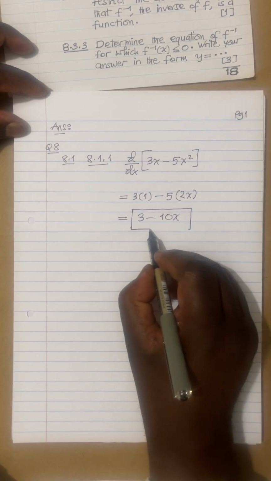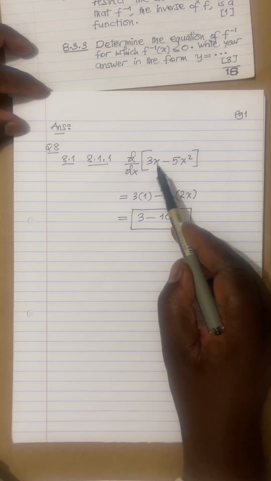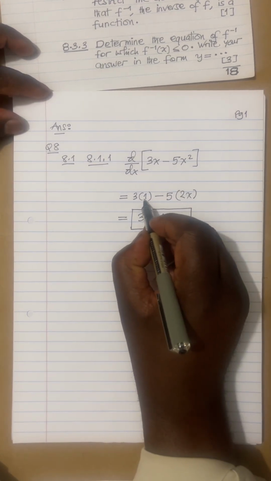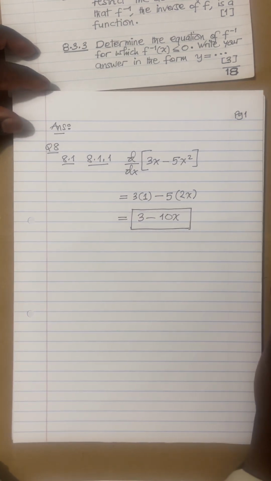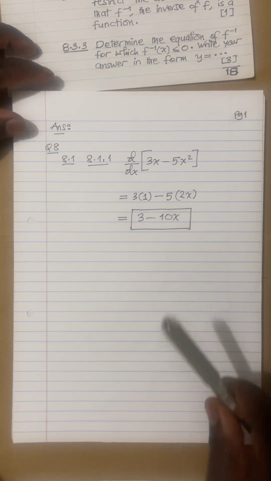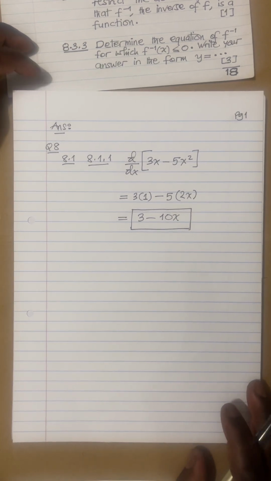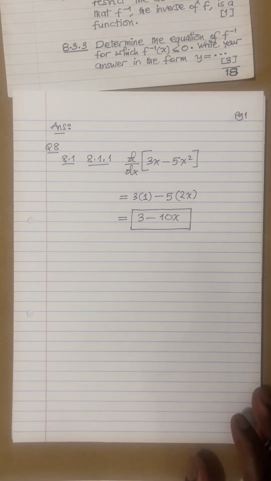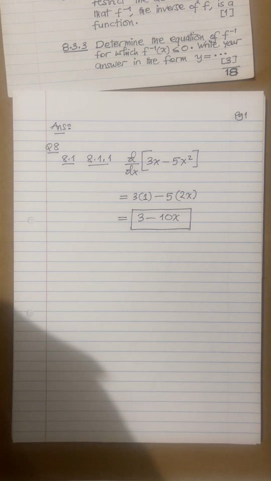Now, please take note of the fact that derivative of x is 1. You can actually use first principles to verify that. And also derivative of x squared is 2x. You can also use first principles to verify that. Let me just quickly do that using rules of differentiation. It's much easier.